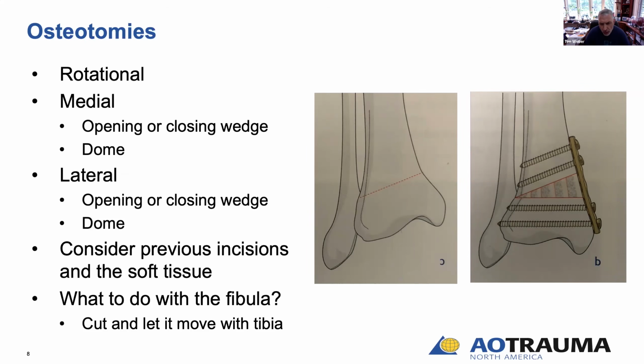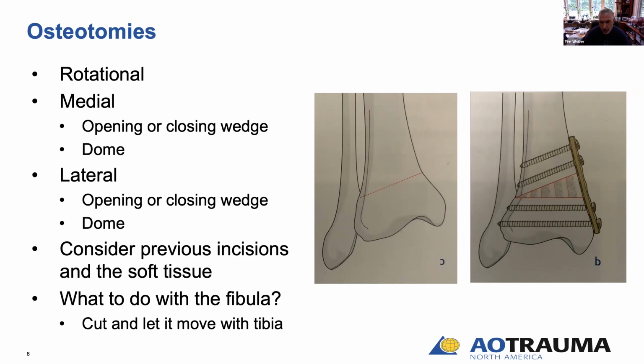It's important to look at your soft tissues and where previous incisions are. This particular area of the body does not tolerate small skin bridges. And so sometimes, because of previous incisions, we're forced to make our incision in a little bit different place than we might want to, or to do our osteotomy in a little bit different location than what we might want to.